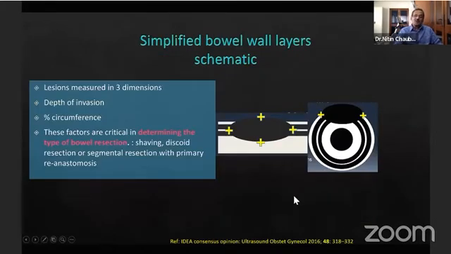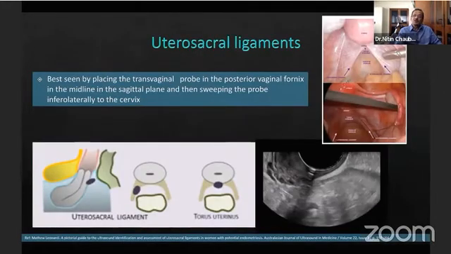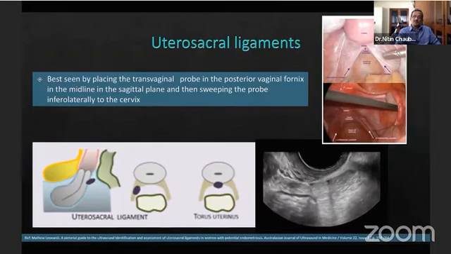When it comes to bowel, it is very important to give as much information as possible: the dimensions of the lesion, how much is the invasion within the muscle wall, and what percentage of the circumference of the rectal wall is involved, because your surgery will depend largely on that.